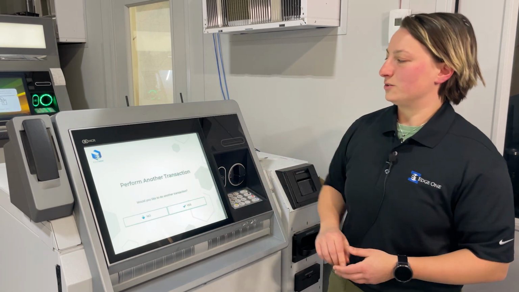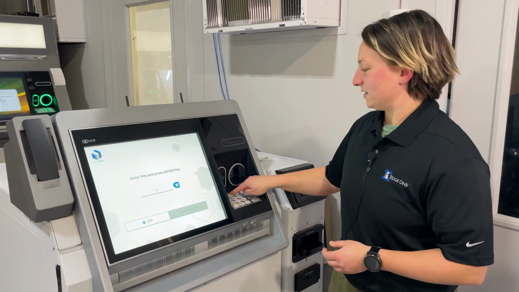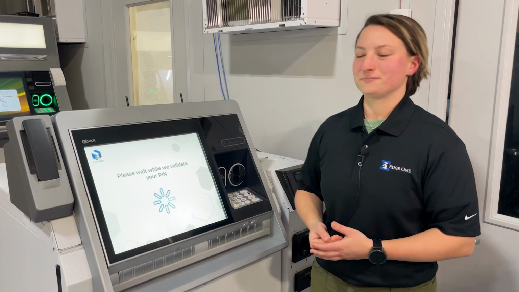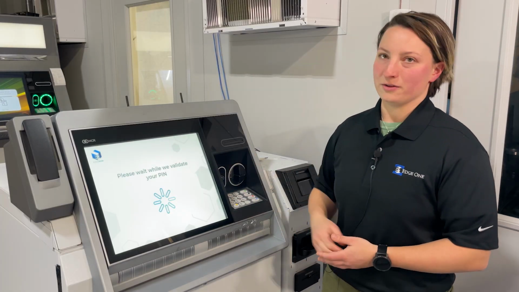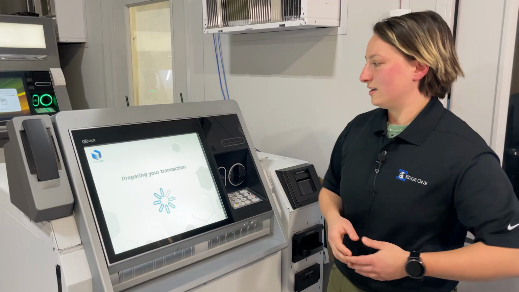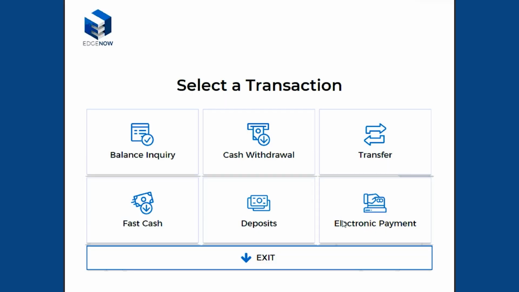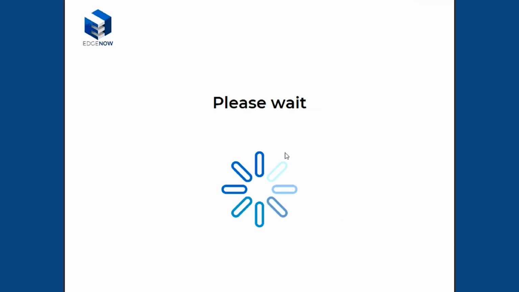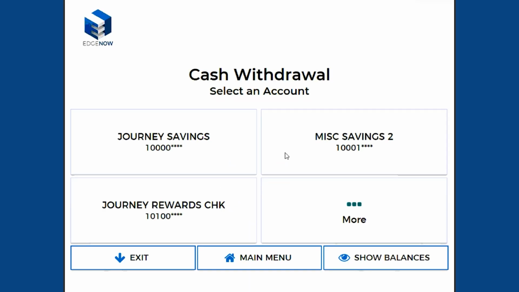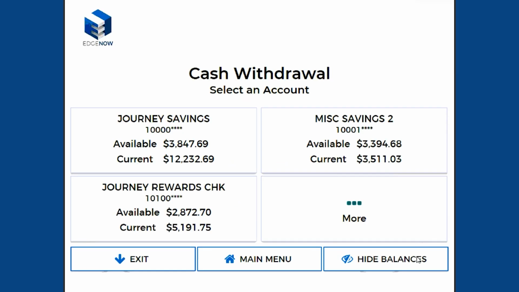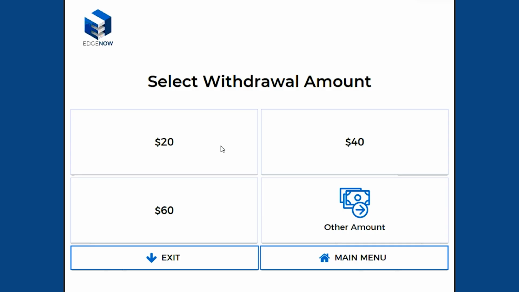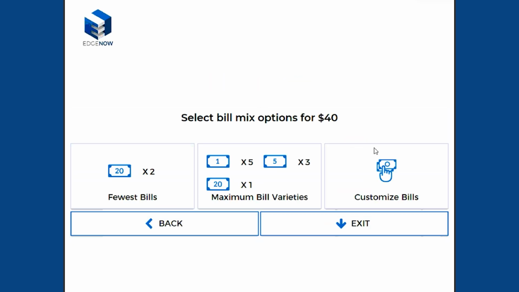I'll go ahead and do one more transaction, as I'd like to have a little bit of cash on me as well. Once again, it'll update all those balances for that loan account and for that savings account, so that when I do my cash withdrawal, I'll have the most up-to-date values, which I can see here. So I'll withdraw from that savings account. I'm just going to get $40.